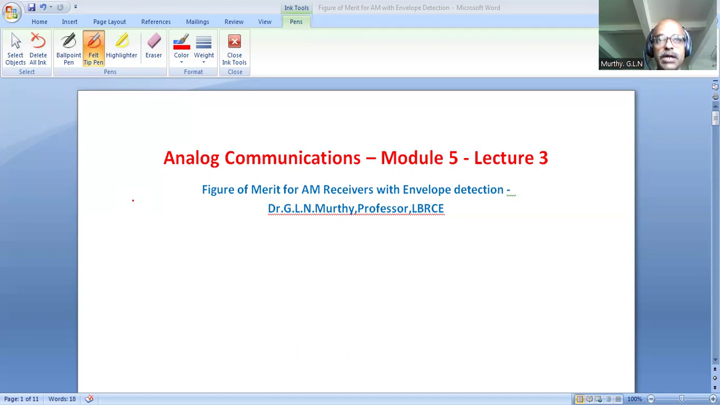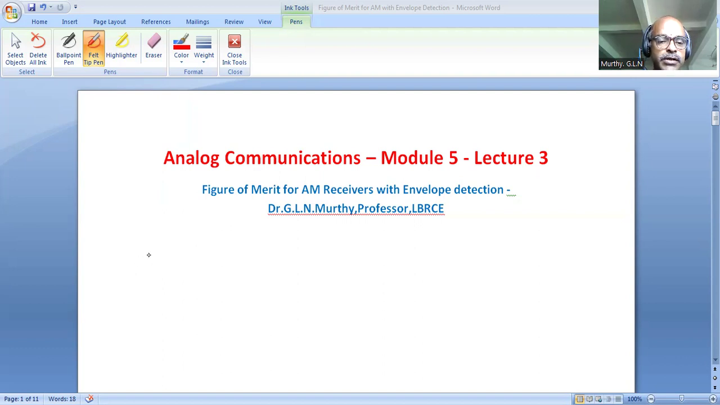Till now, we have derived the figure of merit for DSB SC AM, that is, double sideband suppressed carrier AM. We have proved that the figure of merit for DSB SC is unity. Now we continue our discussion with the estimation of the figure of merit for double sideband full carrier AM. This is sometimes called AM receivers with envelope detection. Why? Because in DSB FC AM, we use envelope detection for recovering the original message signal. So let us continue our discussion.